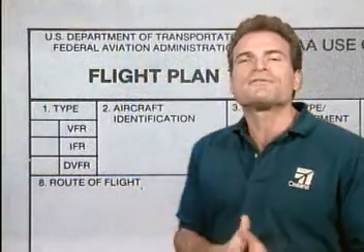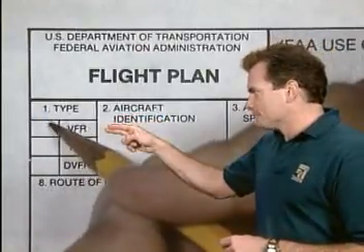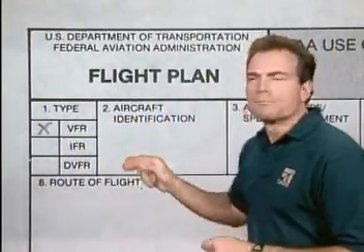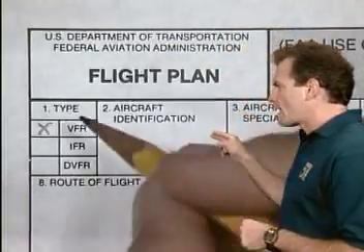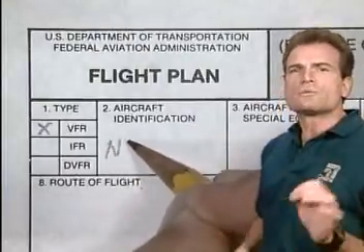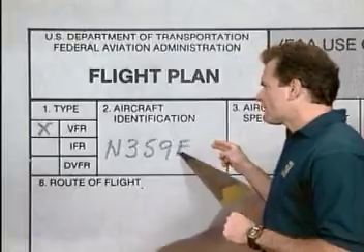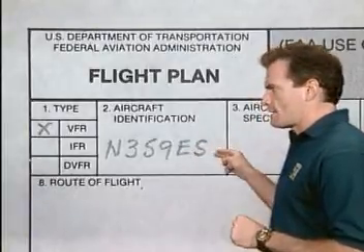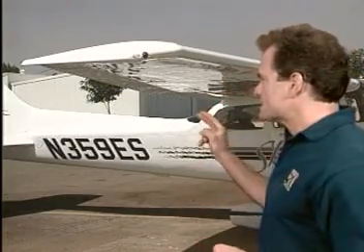Since you're not going to be flying any foreign trips just yet, let's make this a VFR flight plan. Check-a-rooney right there. Now, box 2 requests your aircraft identification. So enter your complete aircraft identification, including the prefix N. In this case, November 359 Echo Sierra. This, of course, is the same number that's written on the side or tail of your aircraft.